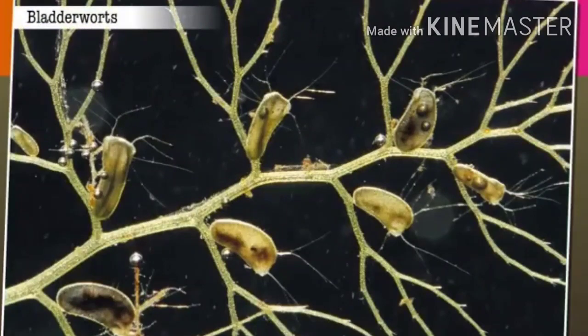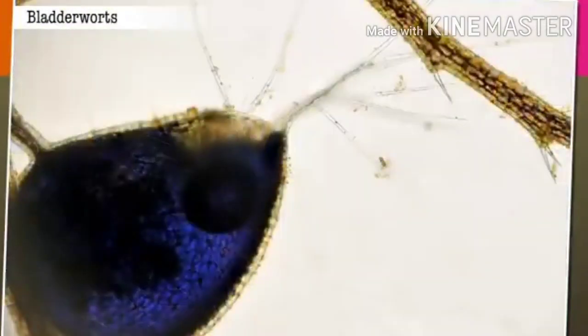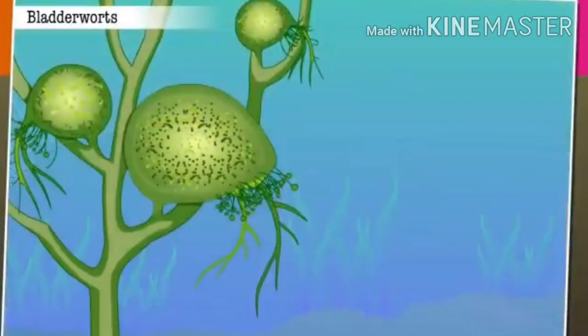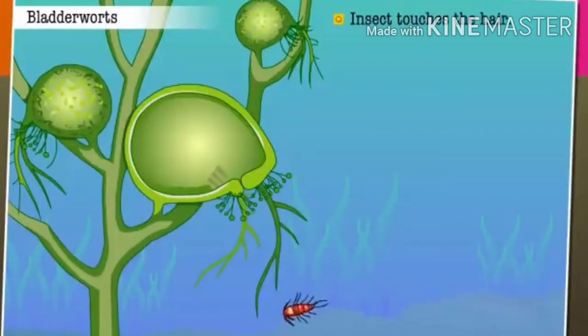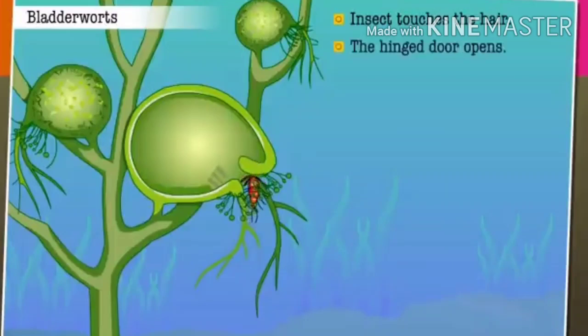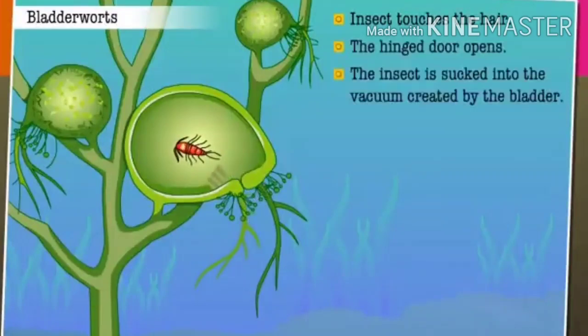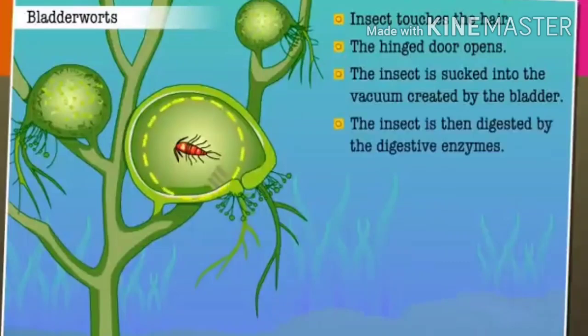Bladderwort has tiny bladders that create a vacuum in them to suck in small aquatic insects. The bladder has a small opening sealed by a hinge door. The door is surrounded by hair. When small aquatic insects touch the hair, the hinge door opens and the insect is sucked into the bladder. The insect is then digested by digestive enzymes.